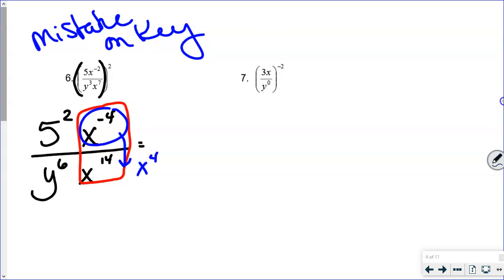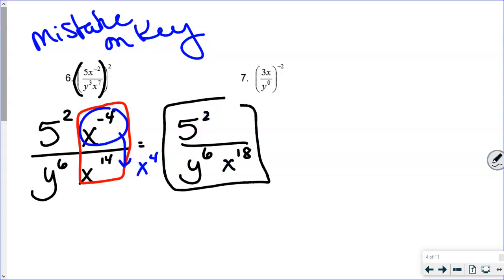Okay, so I'm with you, Joey. He says you can move things, you can combine them, you can do them all in one step. This does become x to the 18th power down in the denominator. The 25 could also be written instead of 5 squared.